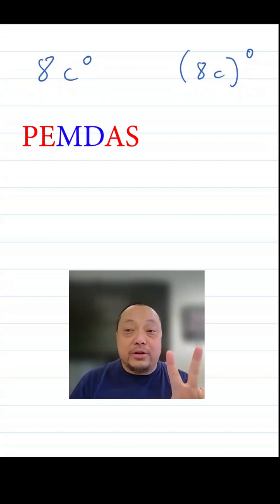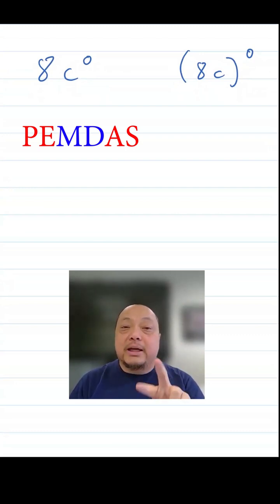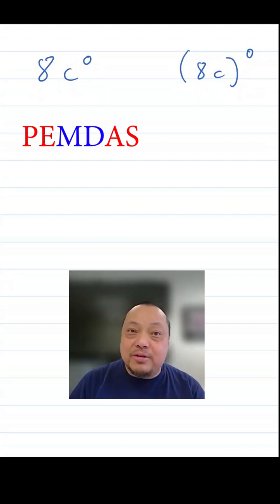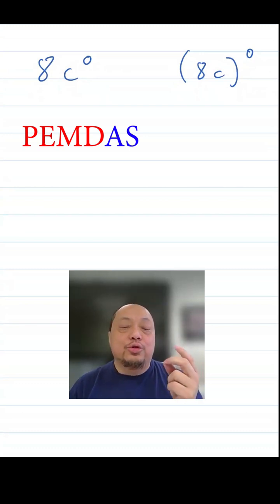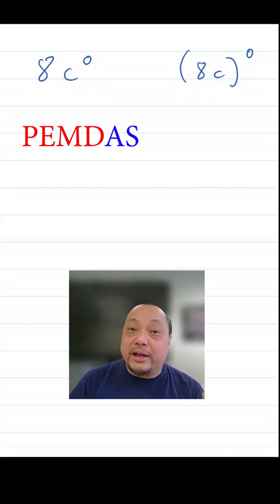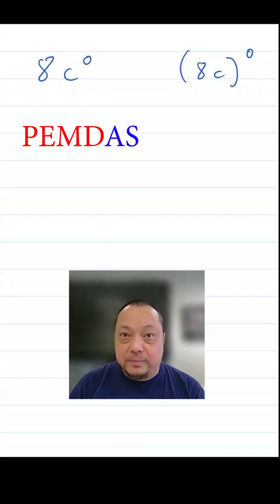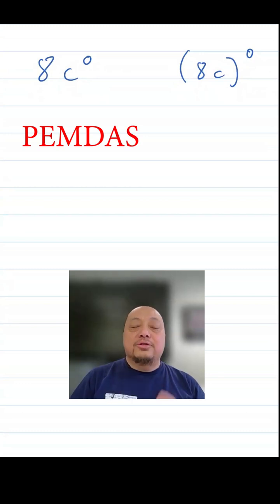The next two letters are M and D. M and D stand for multiplication and division, and it says you do all your multiplication and division at the same time together from left to right. And finally, the last two letters are A and S. It says to do your addition and subtraction together from left to right, and they are done last. They're done after you are done with everything else. So that's PEMDAS.